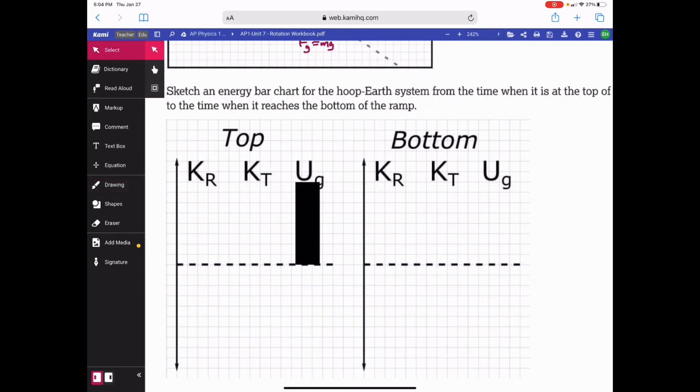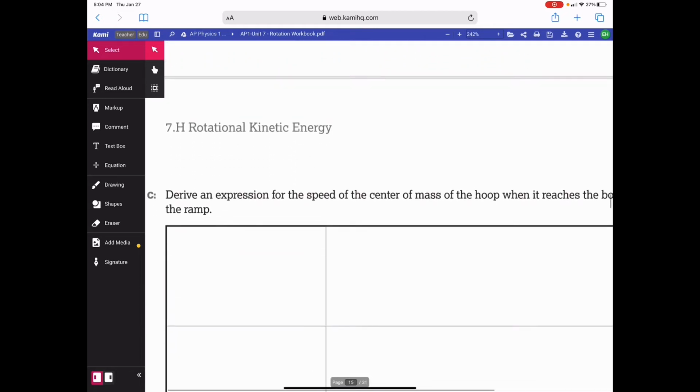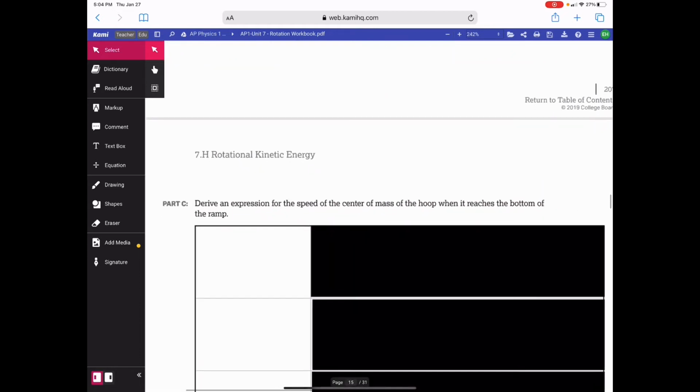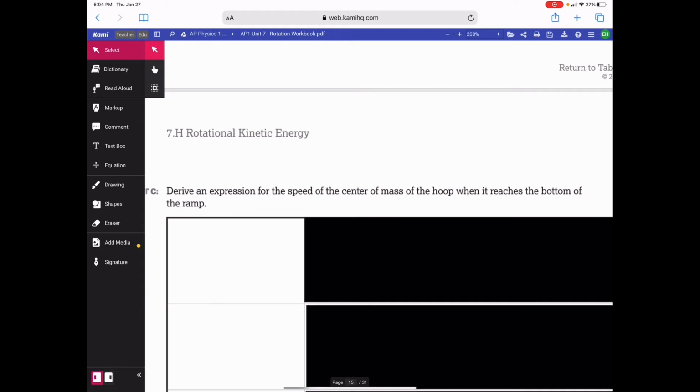So what we propose is let's go ahead and actually set up part C first, which is deriving an expression for the center of mass speed of the hoop at the bottom of the incline. That's going to get us an idea of the kinetic energy that's rotational and the kinetic energy that's translational. You'll see in the derivation what the percentage is going to look like. And then we'll come back and complete the bar chart.